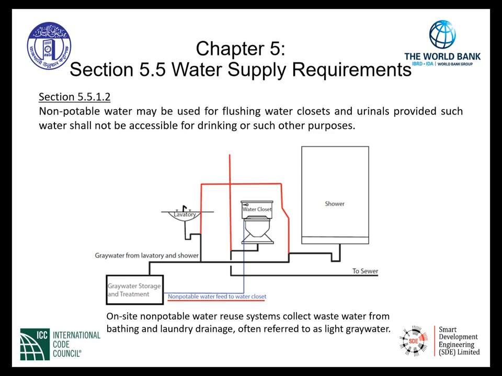In this case, it goes from the gray water storage tank to the water closet, and it is used for flushing of the water closets. On-site potable water reuse systems collect wastewater from bathing and laundry drainage as well, and often referred to as light gray water.